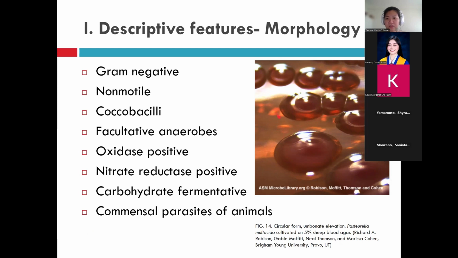Here we also see the morphology of the colonies. These are circular in form, and they also have an umbonate elevation. So here we can see the umbonate appearance of the colonies. And this is Pasteurella multocida on blood agar.